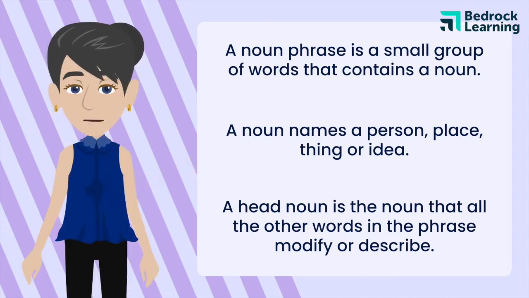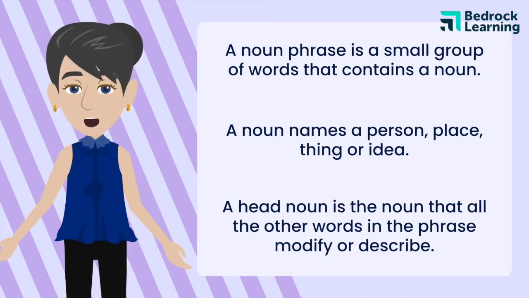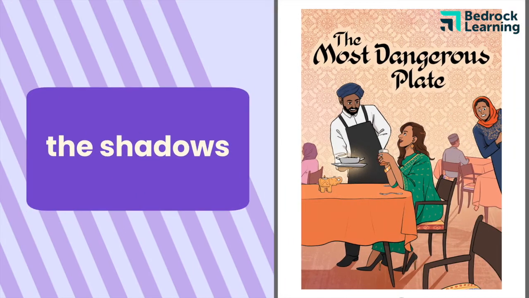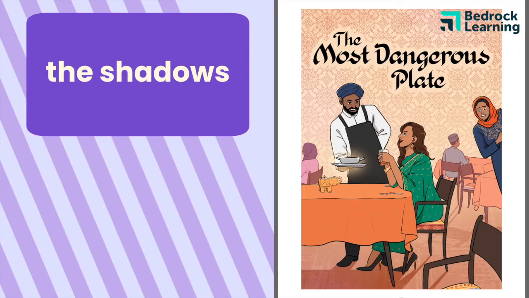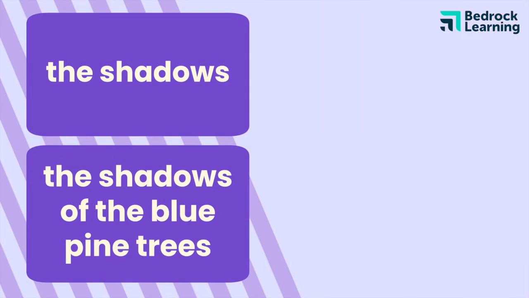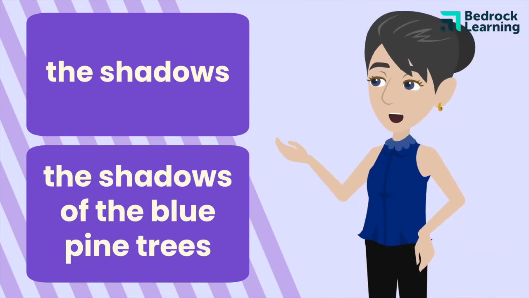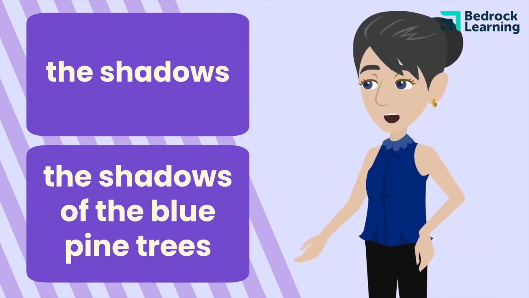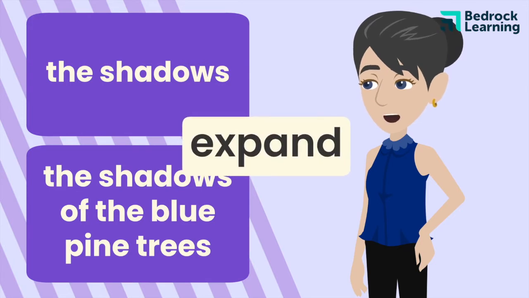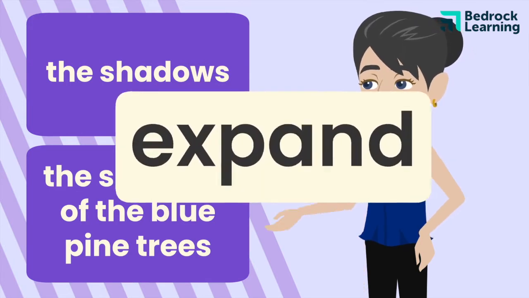A noun phrase could be two words, like the shadows. Or it could be much longer, the shadows of the blue pine trees. This longer version of the noun phrase is what we call an expanded noun phrase. To expand something means to make it bigger.